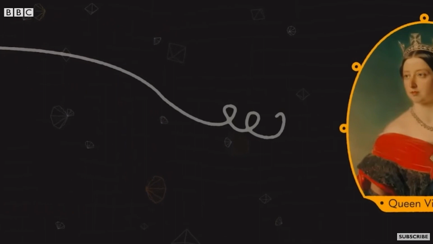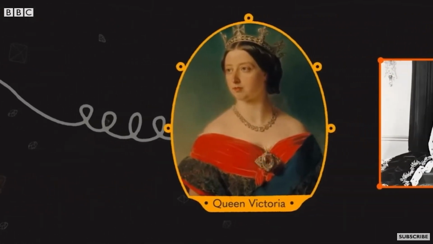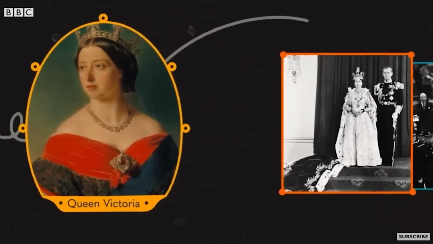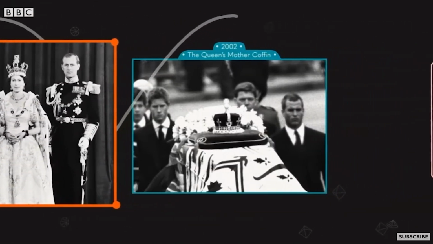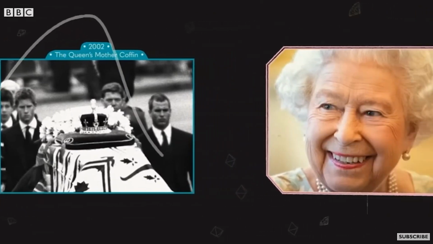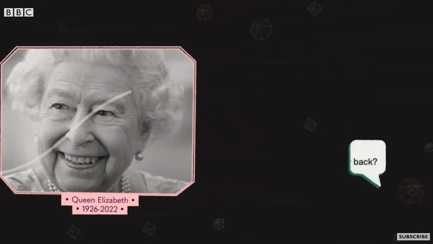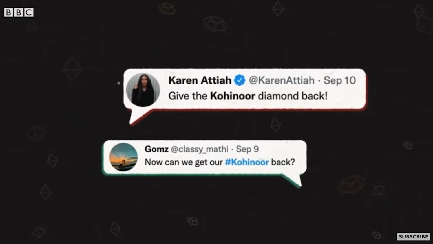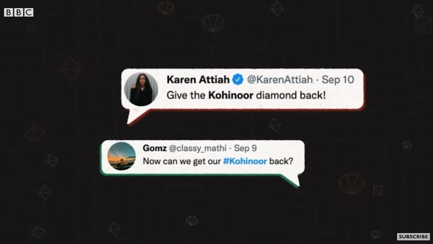The diamond was a special possession of Queen Victoria, who originally wore it as a brooch, and eventually it became part of the crown jewels. It made a public appearance in 2002 atop the Queen Mother's coffin. However, it was the death of Queen Elizabeth II in 2022 that saw the words Kohinoor begin to trend on Twitter. Many Indians were calling for the diamond to be returned.